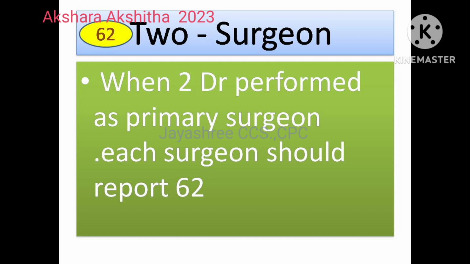When two surgeons perform as primary surgeons, for each surgeon we should append the 62 modifier. For example, a main procedure like heart CABG, or spinal or transplantation, very big, major procedures, where one doctor is not able to complete the procedure, so two doctors get involved and do the procedure together to complete it. So for the two doctors, we need to append the same procedure code to both doctors with the 62 modifier. Okay, then the next modifier is 63 modifier.